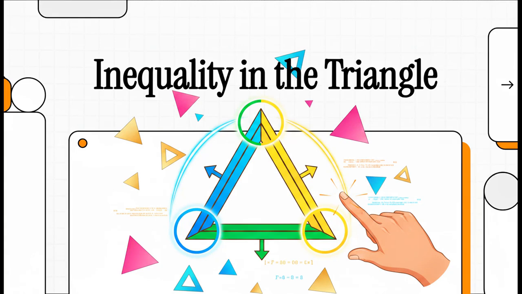So, have you ever thought about the hidden language of triangles? It turns out they're these super simple but really powerful rules that connect the length of a triangle's sides to the size of its angles. And once you see them, you're going to look at triangles in a completely different way.